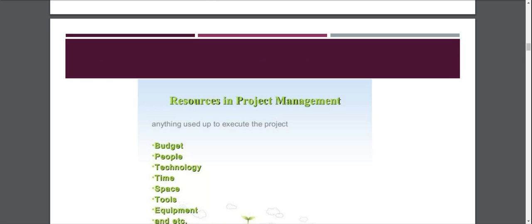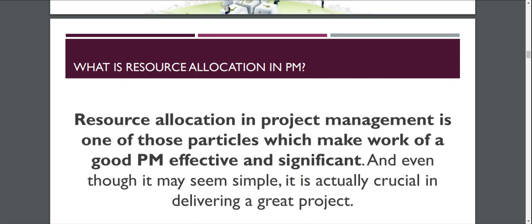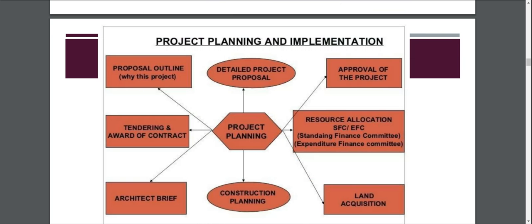Okay, that has been highlighted before. So in project management, resource allocation is one of those particles which make the work of a good PM effective and significant. So it is impossible to have efficient project management without all those resources. And even though it may seem simple, it is actually crucial in delivering a good project. So this is project planning and implementation.